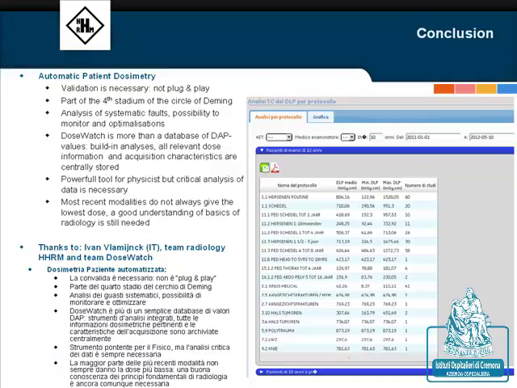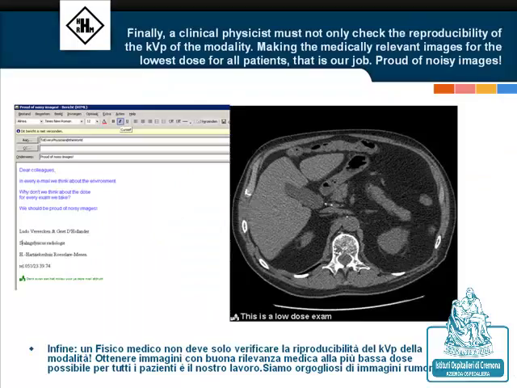Analysis of the systematic faults, that's the big issue for an automatic registration system. You need a program which is more than a database of dose values. You can do nothing with a program which gives only dose values. You have to have the relevant dose information and acquisition characteristics. I think it's a powerful tool for a physicist. The most recent modalities don't always give the lowest dose. You need a good understanding of the basics of radiology.